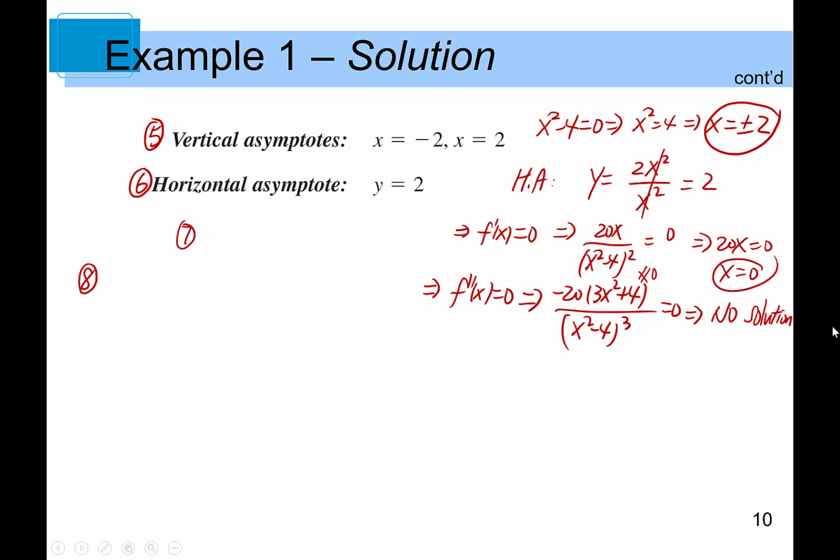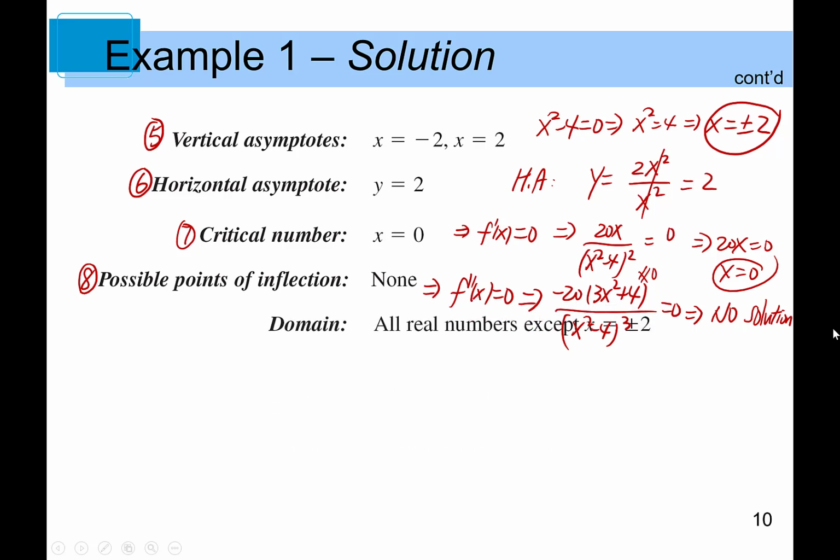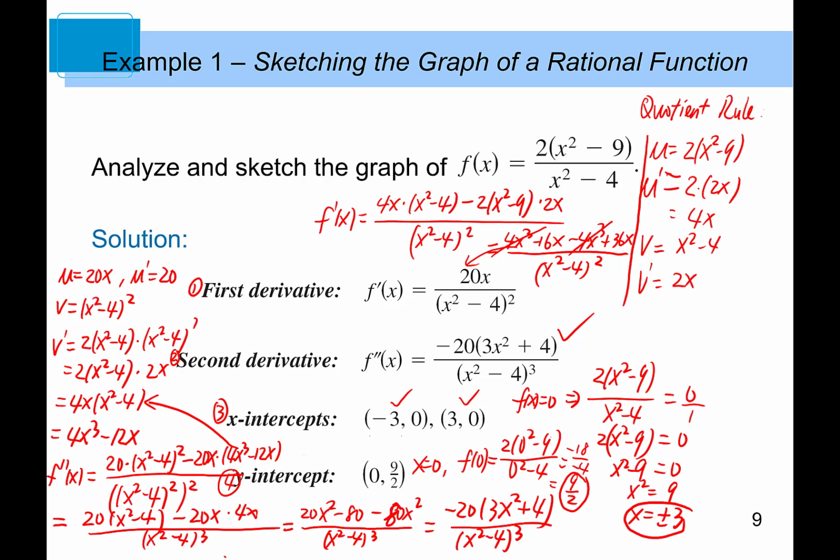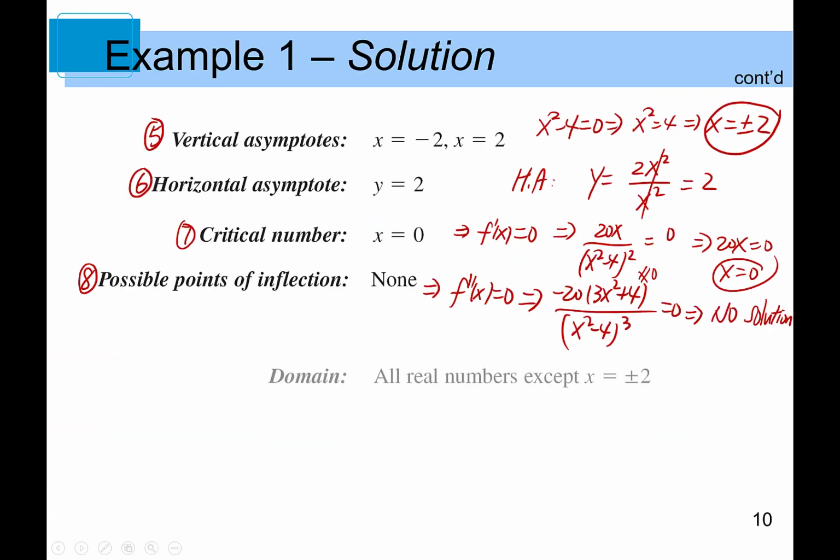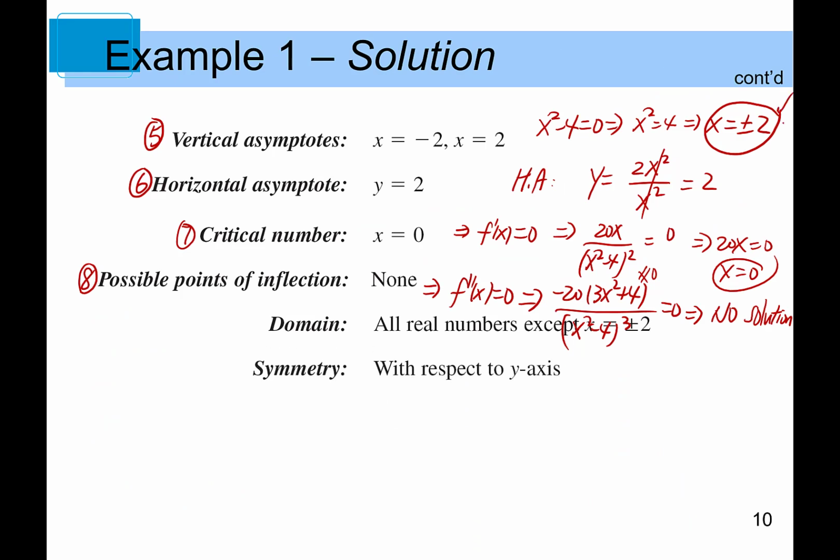So that indicates there's no possible point of fraction. In terms of domains, all real numbers except whatever numbers make the denominator equal 0. In this case, plus minus 2 make the denominator equal 0. We also calculated that here. So all real numbers except x equals plus minus 2.